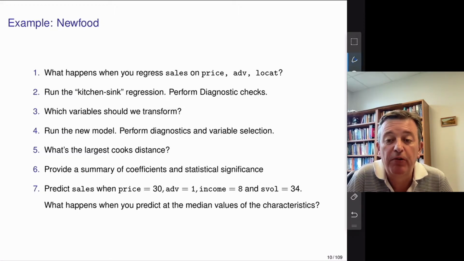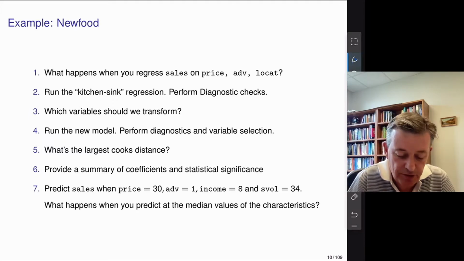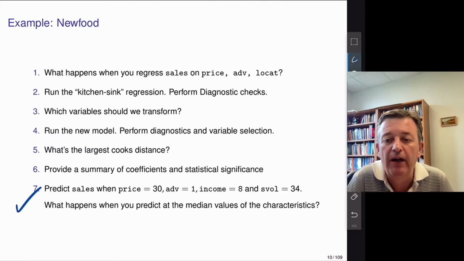What happens if I don't incorporate all the variables? You're not going to get the right answer, so we'll take a quick look at that. Then we're going to put everything in, run the kitchen sink, perform diagnostics. Then, if our diagnostics don't check out, we'll look to see what transformations we should use, rerun the new model, perform variable selection, find any influential points, maybe look at outliers, then provide a summary of coefficients and significance. And then the name of the game, why are we building a model to predict sales, is that you can then do company-wide, store-wide predictions for each store, given a price level, advertising level, income level, and dollar volume.